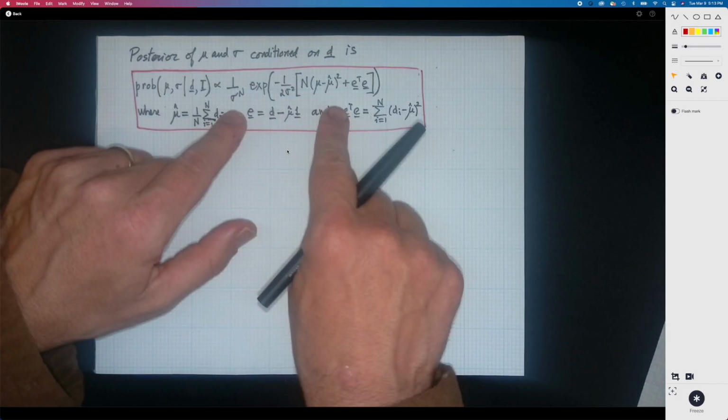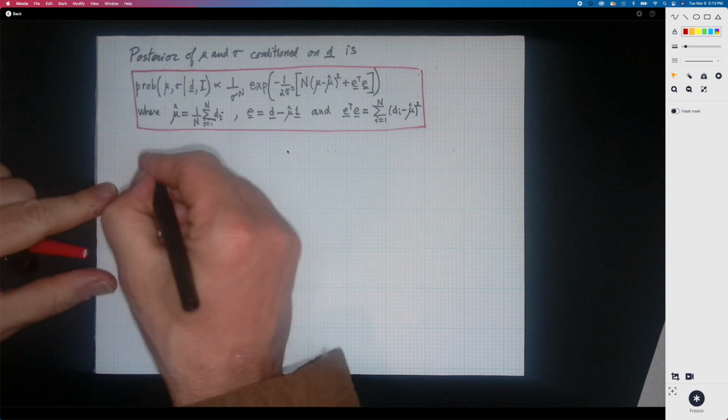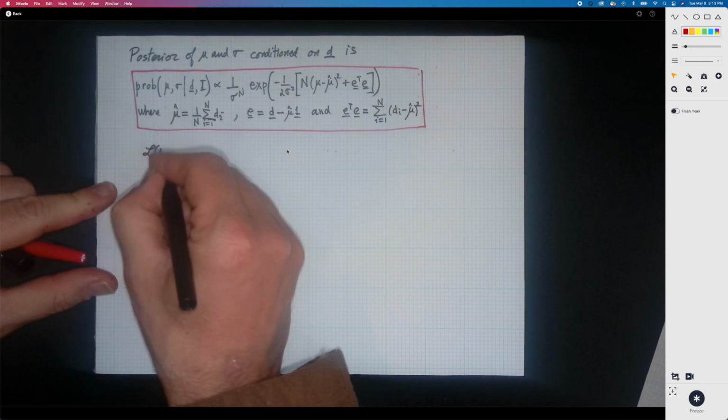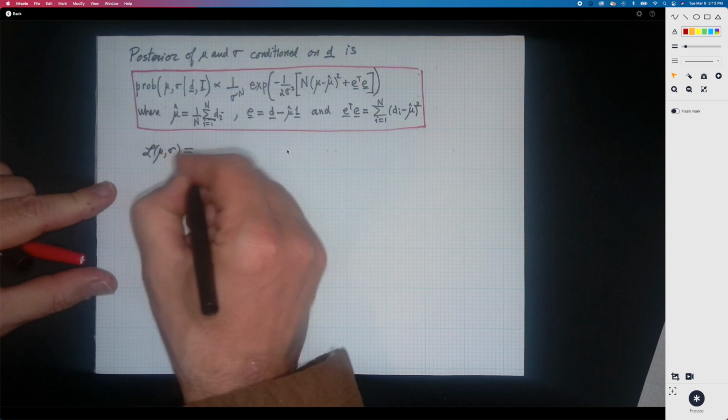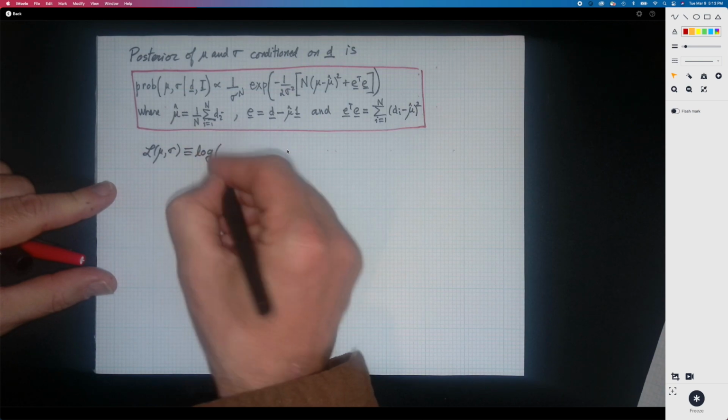And the reason that is going to give the same answer is because the logarithm is a monotonically increasing function, so where the logarithm achieves its maximum is going to be the same place as where the argument of the logarithm achieves its maximum. And so let's take the log and then take the derivatives. So to this end, I'll define this function L of mu and sigma, which is just defined as the log of the posterior probability.